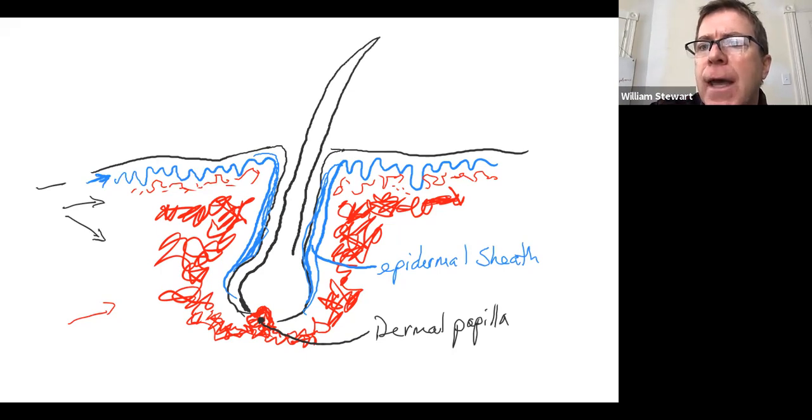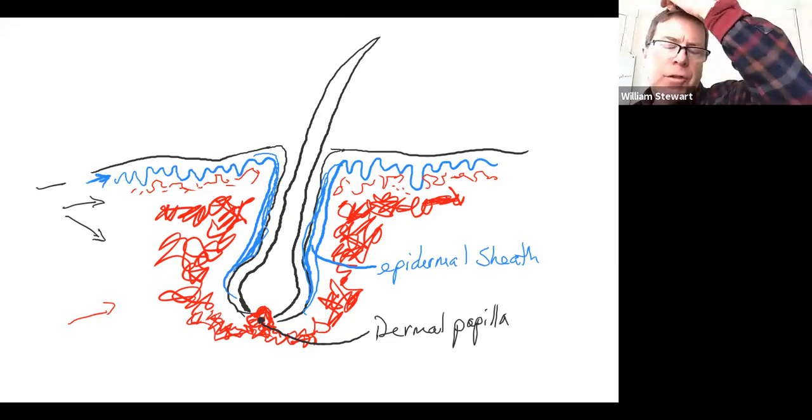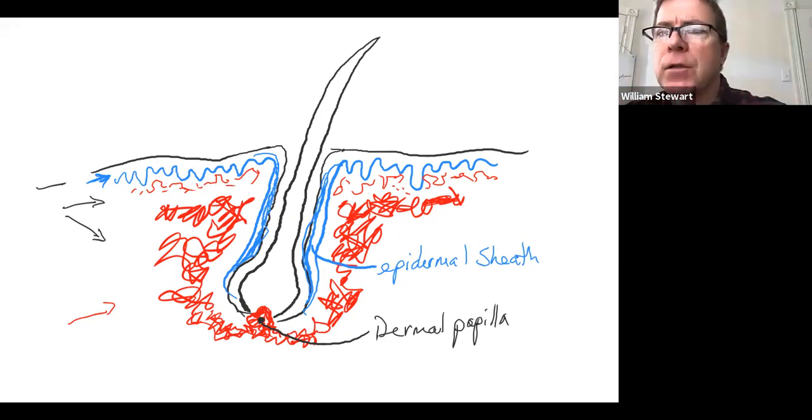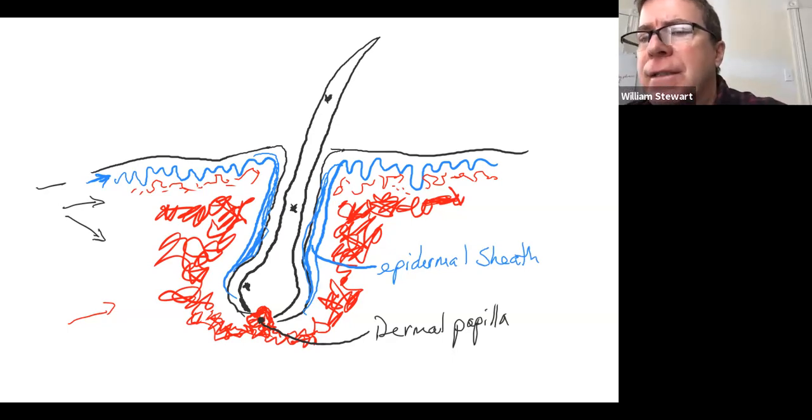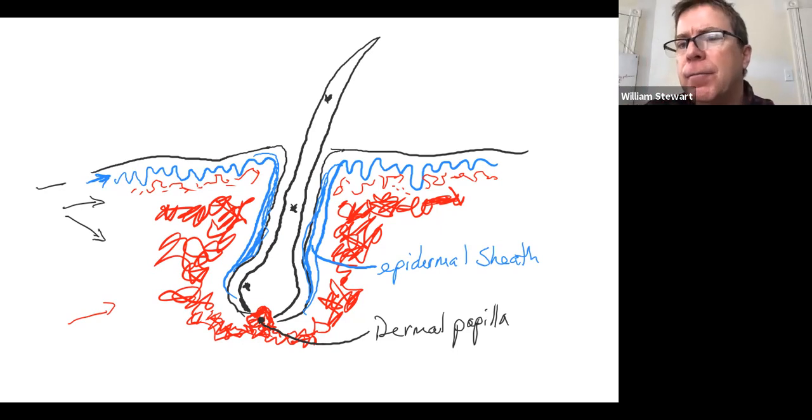So now I'm drawing the actual hair. And there's 3 portions to the longitudinal section of this hair. We call this the hair bulb down here because of its shape. We call this the hair root. And we call this the hair shaft, the part that you and I can see that penetrates out of the body.